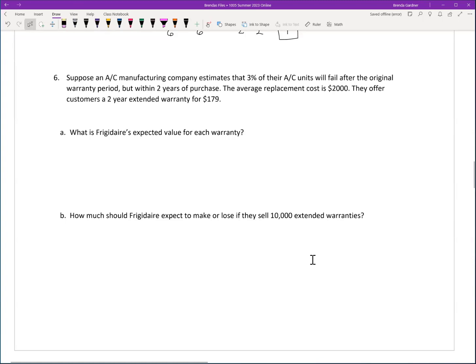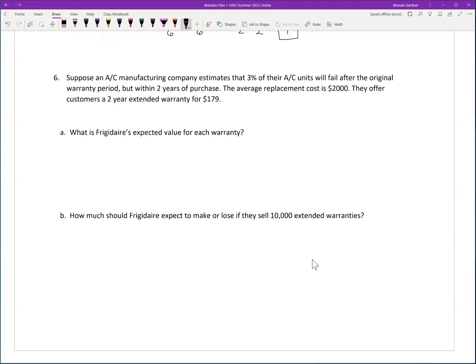All right. Question number 6. Suppose an AC manufacturing company estimates 3% of their AC units will fail after the original warranty period, but within 2 years of purchase. The average replacement cost is $2,000. I think that's actually pretty low, but maybe that's the repair cost. They offer customers a 2-year extended warranty for $179. What is their expected value for each warranty?